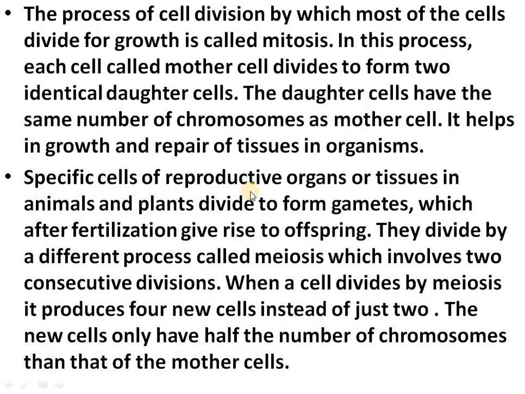Specific cells of reproductive organ. Which cells of reproductive organ or tissues in the animals and plants divide to form gametes, which after fertilization give rise to offspring? You know, gamete formation takes place which is required for the fertilization. They divide by a different process known as meiosis. What happens when a cell divides by meiosis? It produces 4 new cells instead of just 2. The new cells formed have half the number of chromosomes than that of the mother cell. So they are known as haploid.